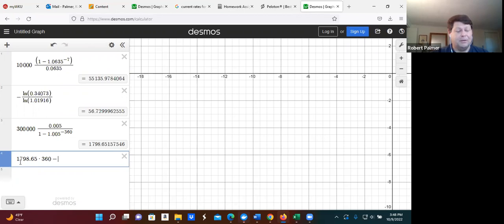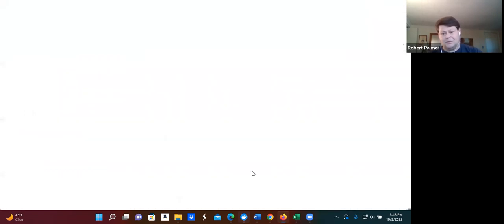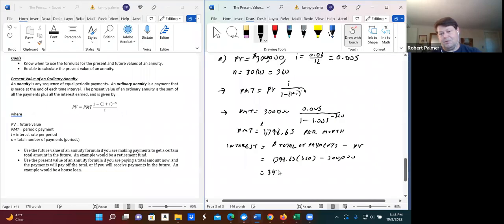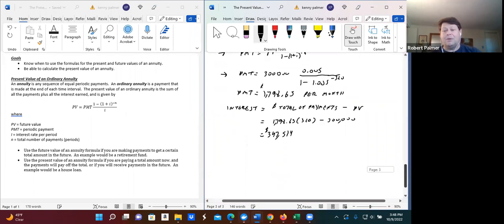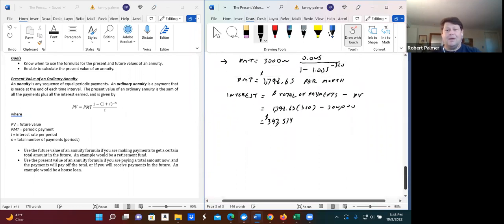The total is going to be here. Then minus the $300,000, and our interest, what you're paying essentially to the bank for this loan, is going to be $347,514. Which is a lot. That's why, once again, you want to try and make as big a down payment as you possibly can.